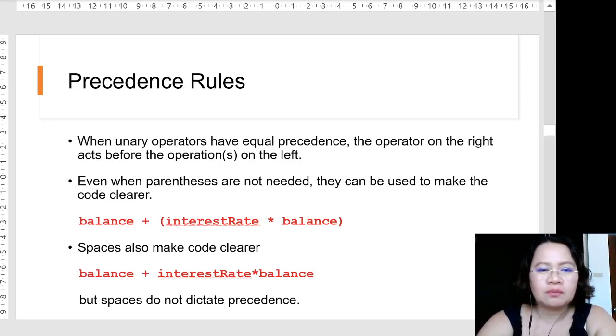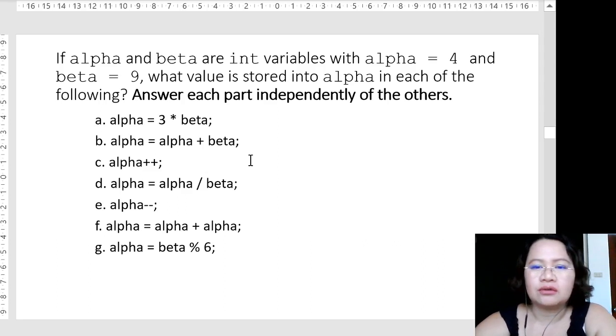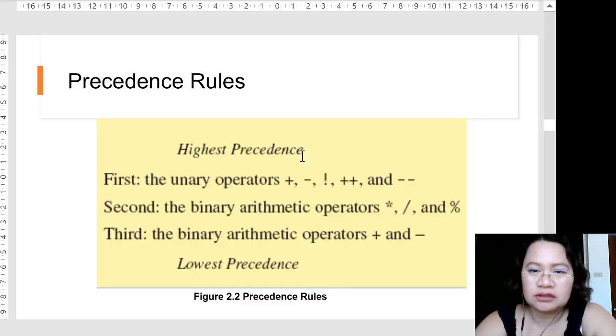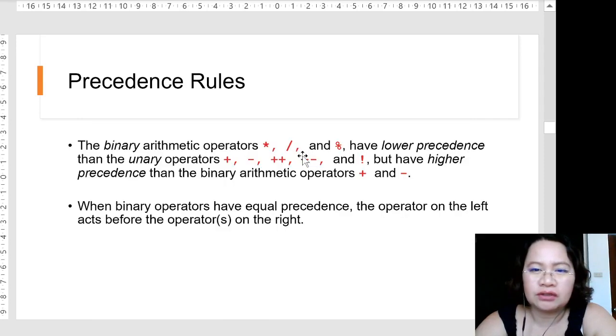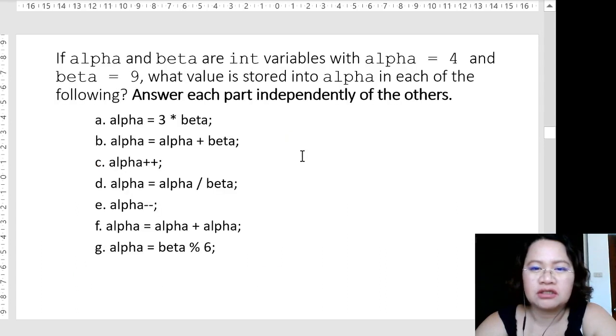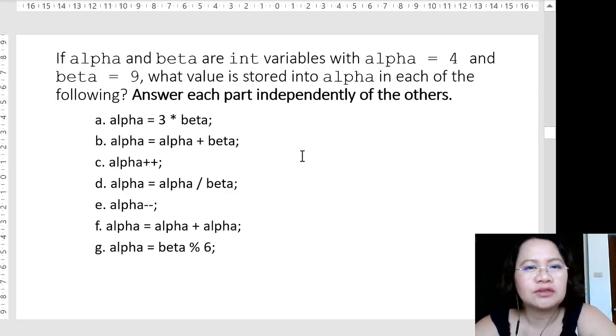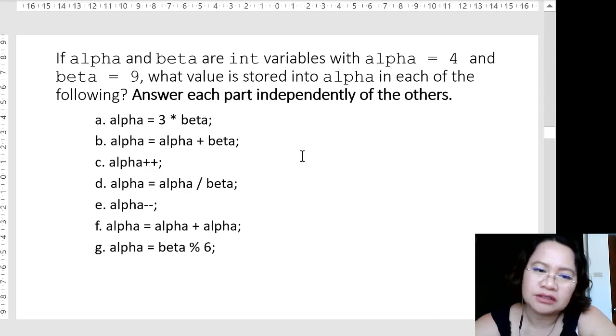Before I proceed to the next topic, I would like to do a little exercise first. In our last video, we discussed precedence rules, where we talked about which operators will be evaluated first if they are mixed in one expression. I have here some examples that I want us to look into and see what will be the value of the variables before and after you execute them.